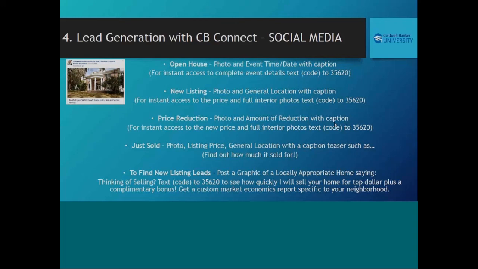For instant access to the price and full interior photos, text the property code to 35620. Once you have generated enough leads using this system off of a single property, you can send out a mass text to anybody who contacted you through that property for open houses and price reductions.